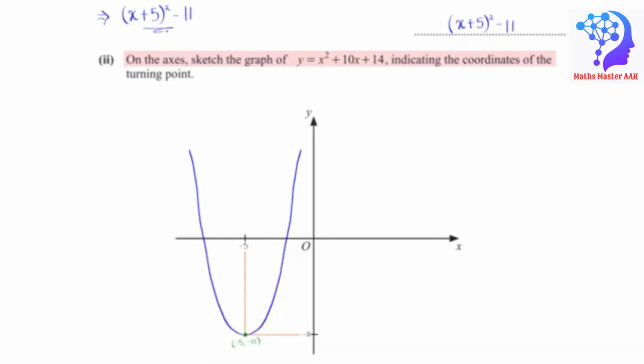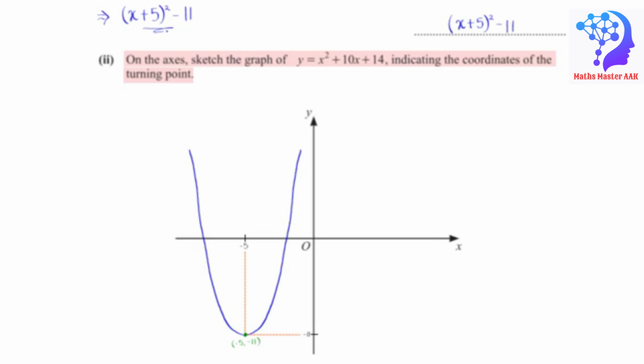On the axis, sketch the graph of y is equal to x squared plus 10x plus 14, indicating the coordinates of the turning point. So first, since we are dealing with a quadratic function, we know that its graph is going to be in the shape of a parabola.